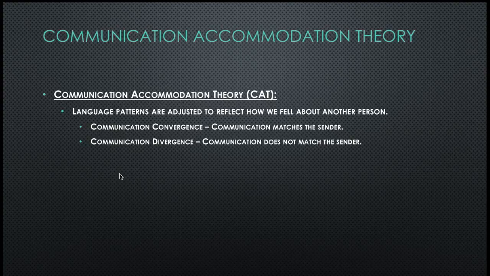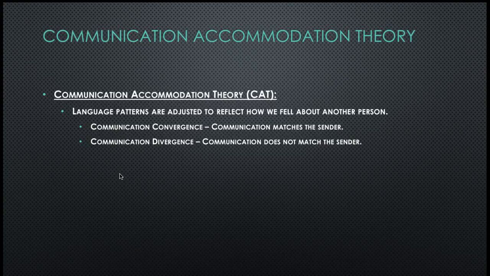So what Giles is telling us is that we accommodate our language and our communication with others in different social settings to not just respect the social setting that we're in, but also to connect on a deeper interpersonal level with the person that we're communicating with. So essentially, language patterns are adjusted to reflect how we feel about another person. There are really four assumptions when it comes to this theory. There's a lot of influence here from social psychology within CAT theory, especially social identity theory, that tells us our identity constantly changes depending on the social situation that we're in.